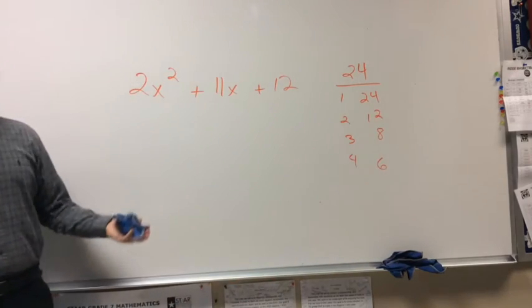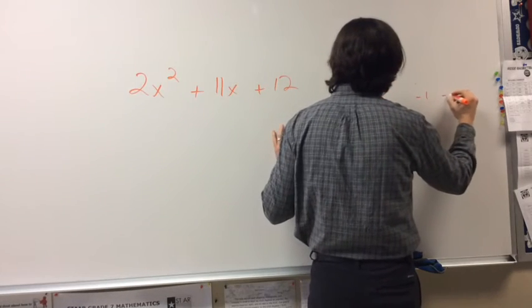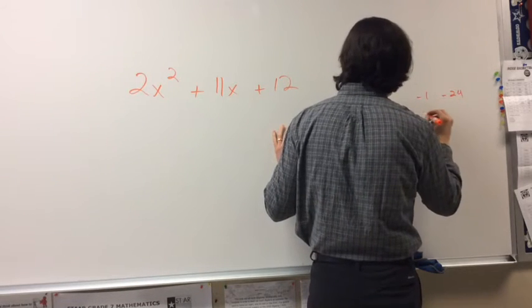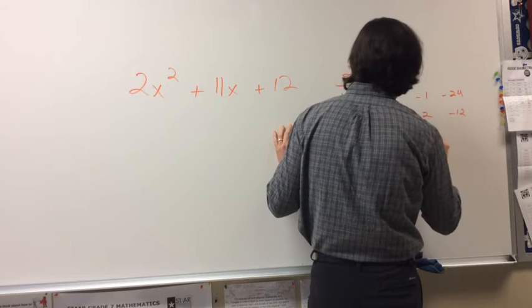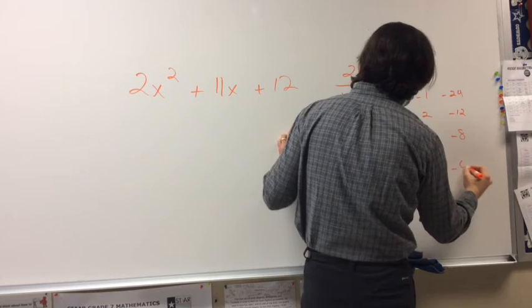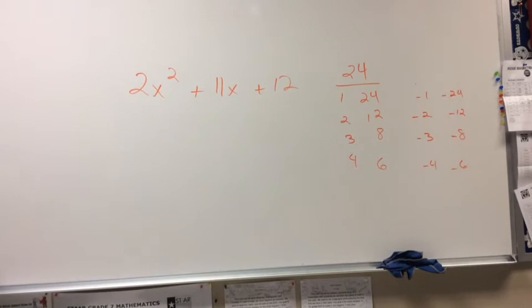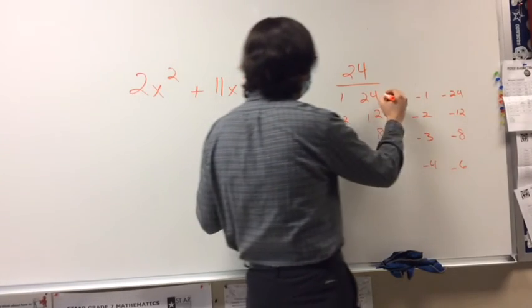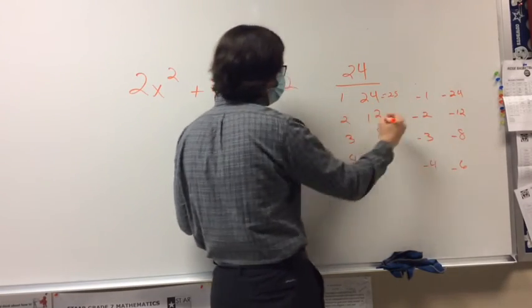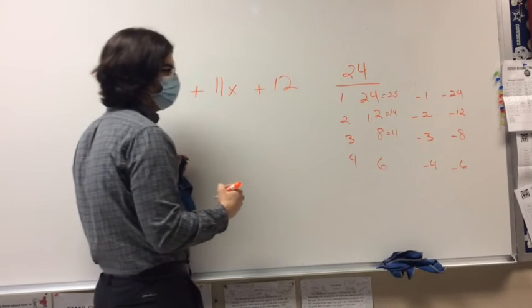But now I got to do my negatives. I'm going to list those out as well, which is just going to be -1 and -24, -2 and -12, -3 and -8, -4 and -6. Everybody good there? Now what number am I trying to add these up to find? 11. Well, this one gives me 25, this one gives me 14, this one gives me 11, so what numbers do I have to choose?